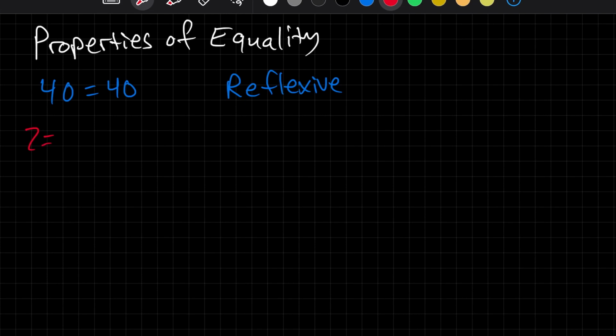Okay, let's take a look at another one. 7 is equal to 3 plus 4. We could also rewrite this, say 3 plus 4 is equal to 7. That's still a true statement. Therefore, this is the symmetric property, because you can write it either way and it's still true.